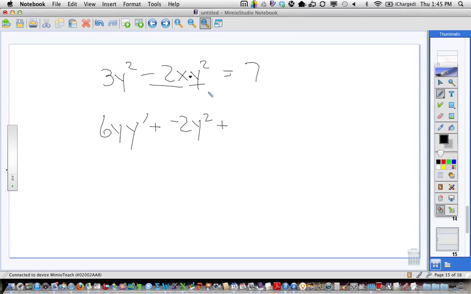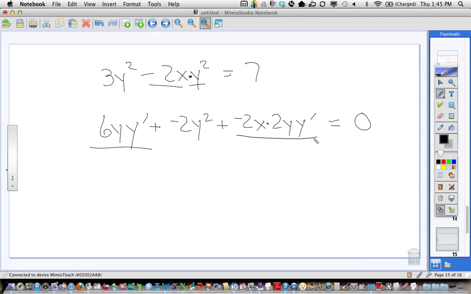Plus negative 2x left alone. See how by attaching that negative to the 2, I don't even have to worry about distributing or anything. It just comes along. Derivative of y squared? Whoop. 2y y prime. The derivative of y squared, normal derivative, would be 2y. Tack on the y prime. Now, don't leave that 2 there. Multiply it with that 2 to make it 4. Okay? Equals the derivative of 7? 0.